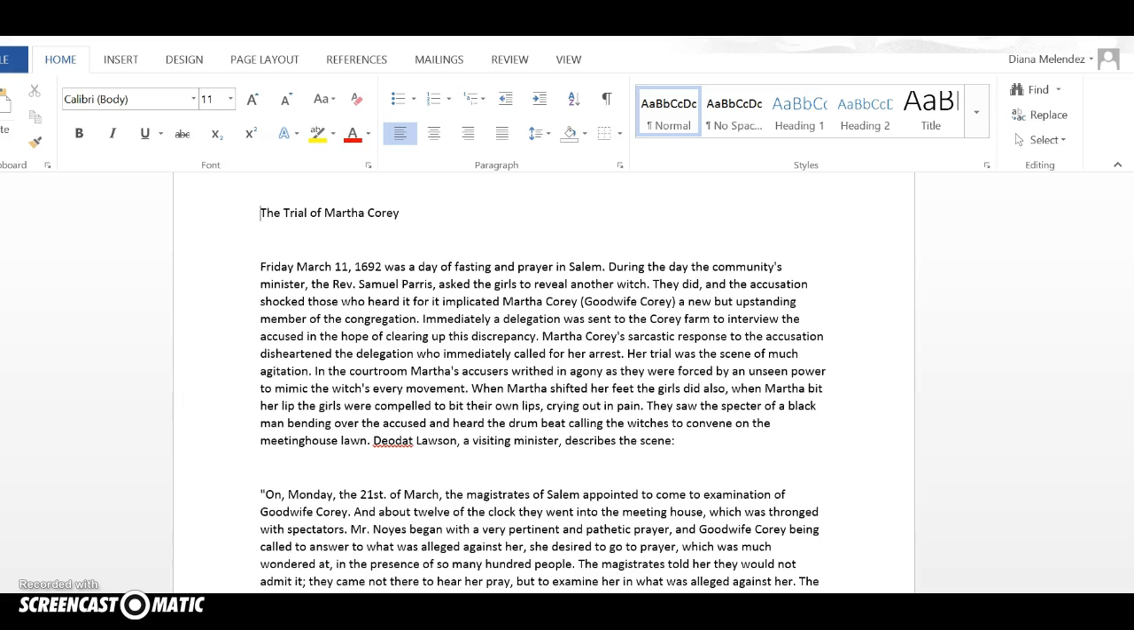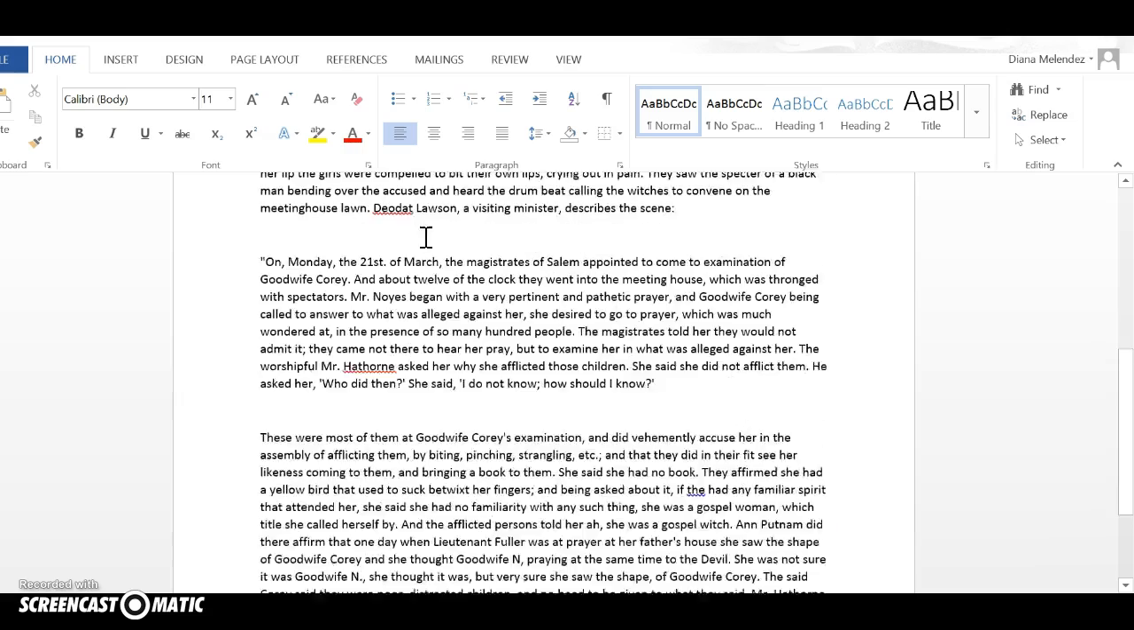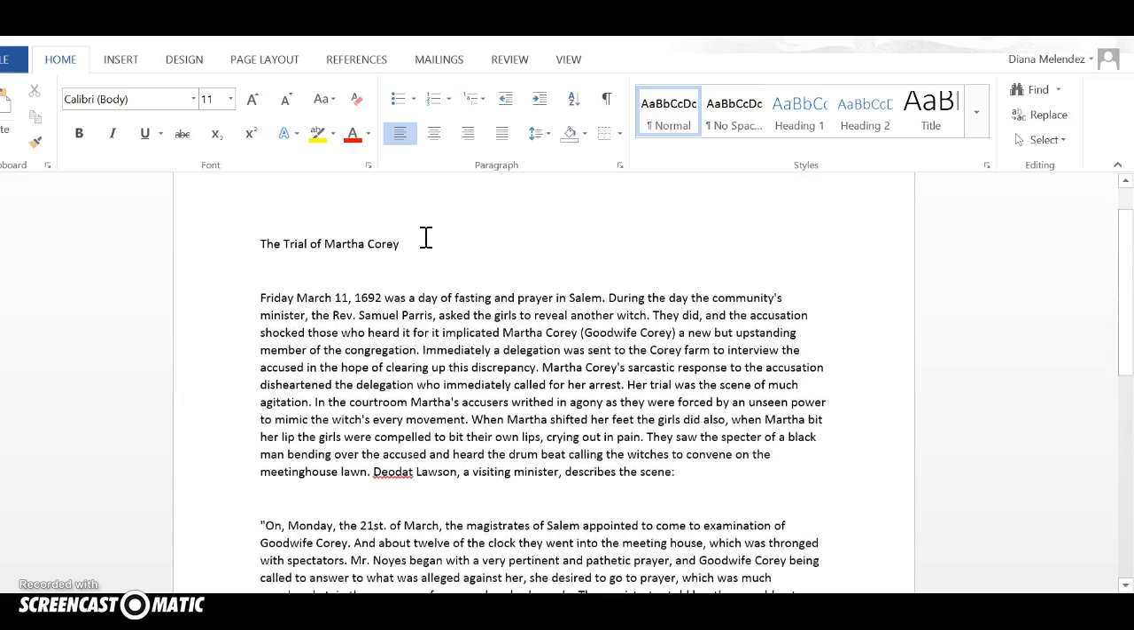So first things first, make sure that you circle the title, because that gives us some information about what this is. This is the trial of Martha Corey. And like I said before, this is a nonfiction passage. So if you want to write that off to the side, it's nonfiction. And go ahead and number the paragraphs. I've got, let's see, 1, 2, 3, 4 paragraphs. So if you want to go ahead and number those.